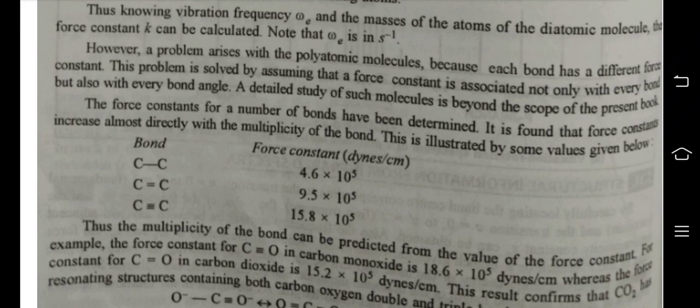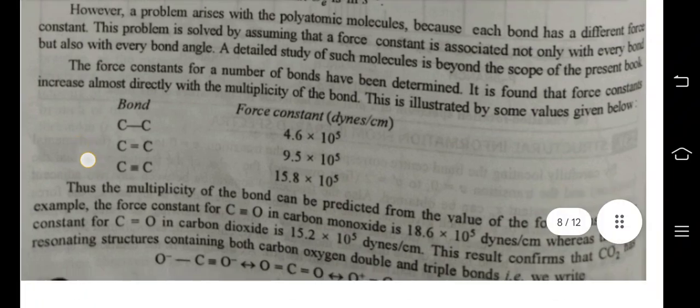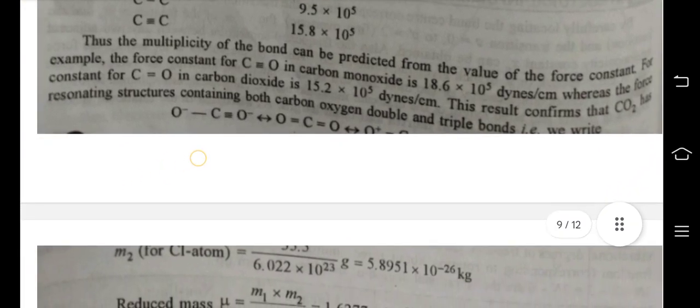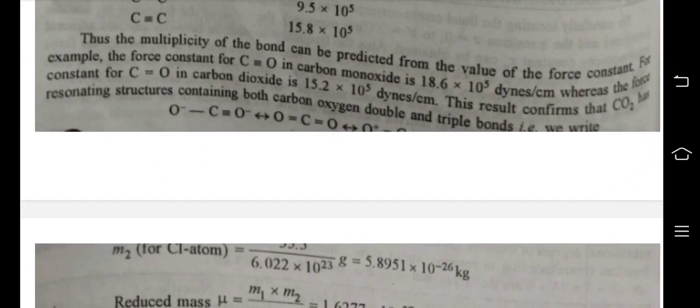Bond that is C single bond C has force constant 4.6 into 10 raised to power 5 dynes per centimeter. Carbon carbon double bond has force constant 9.5 into 10 raised to power 5 dynes per centimeter, and carbon carbon triple bond has force constant 15.8 into 10 raised to power 5 dynes per centimeter. Thus, the multiplicity of the bond can be predicted from the values of force constant.